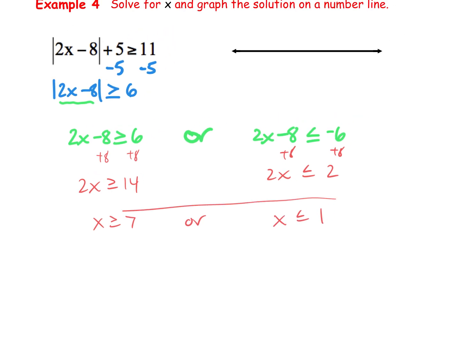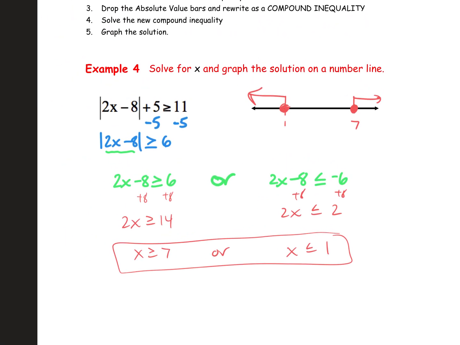So again, I have my solution for my or. X is greater than or equal to a 7. So there we go. Or x is less than or equal to a 1. And there's your solution. So again, these are just compound inequalities. You just have to make sure you've rewritten it correctly into the right one.